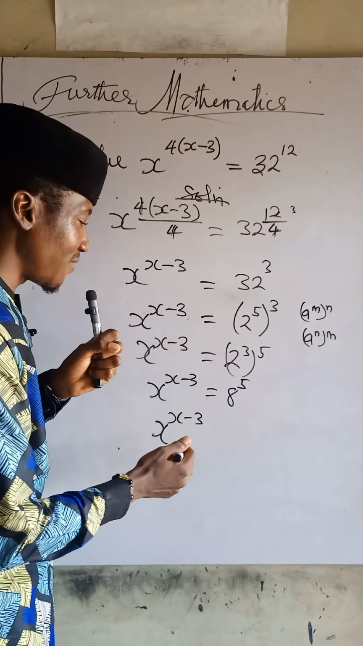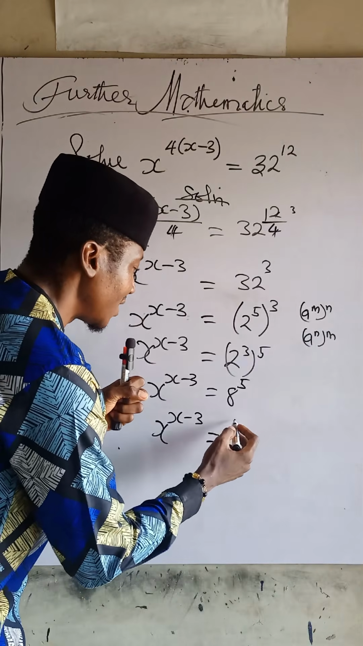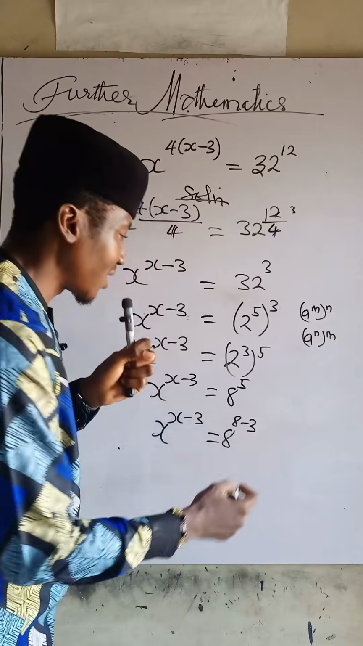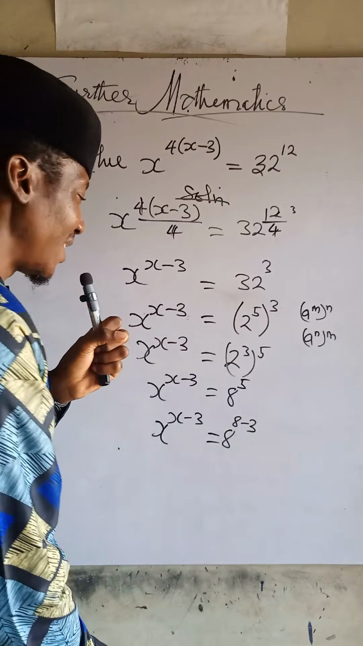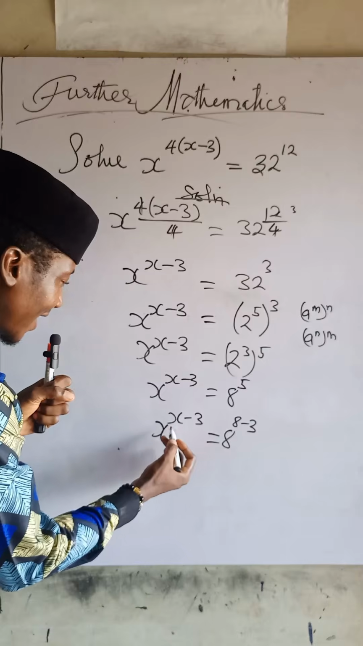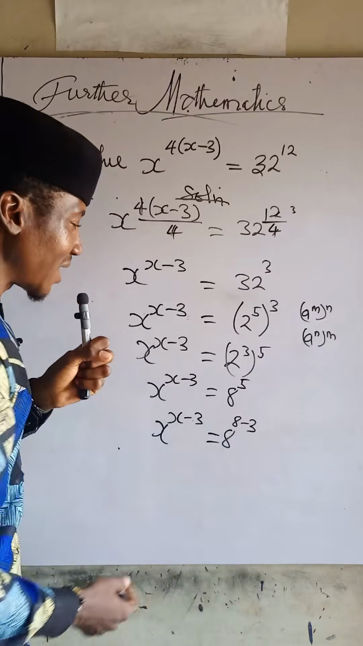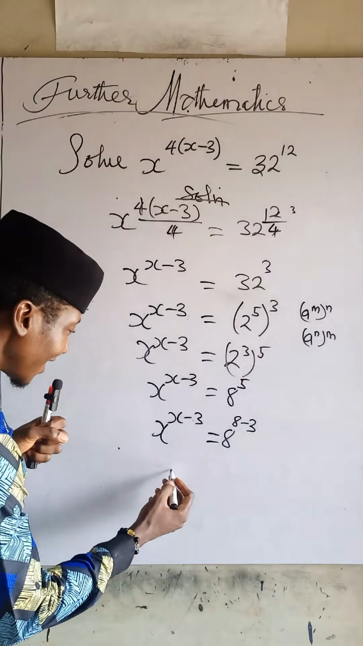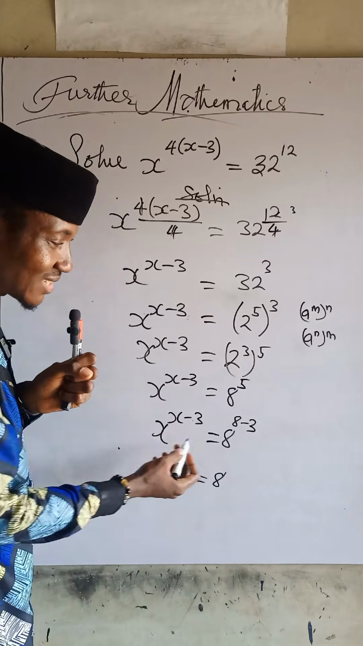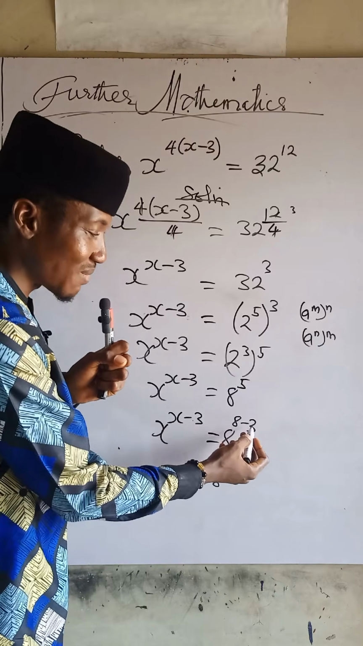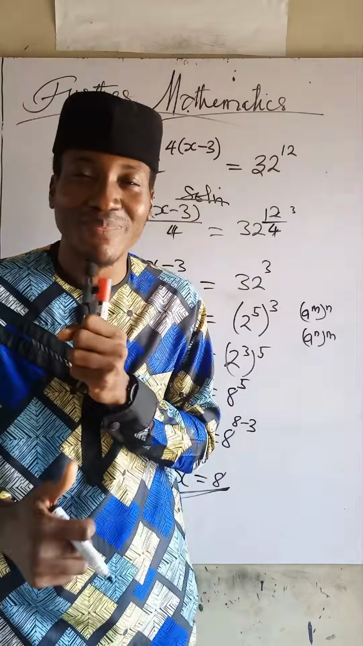So if you see 5 here, 5 will be the same thing as 8 minus 3. So representing 5 now as 8 minus 3, if you look at x, and there is 8 and 8, there is minus 3 and minus 3. In this case, we can see that x is equal to 8, because x and x, 8 and 8, minus 3 and minus 3, then x must be 8, and that will be the answer. Thanks.